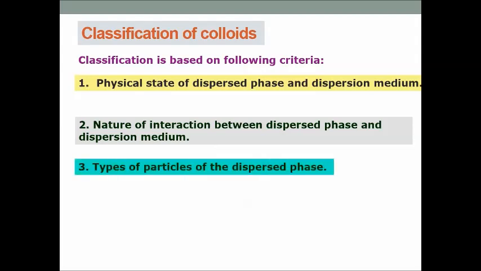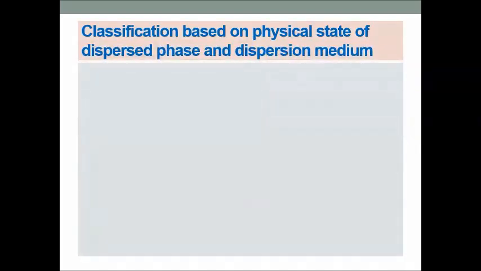And the third classification is based on the type of particles of the dispersed phase. The type of particles of the dispersed phase, and it is classified into three, that is multi-molecular, macromolecular and associated colloids. Like that, it is classified into three types. Now let's see the first classification, which is based on the physical state of dispersed phase and dispersion medium.